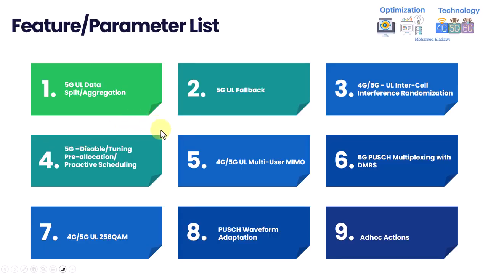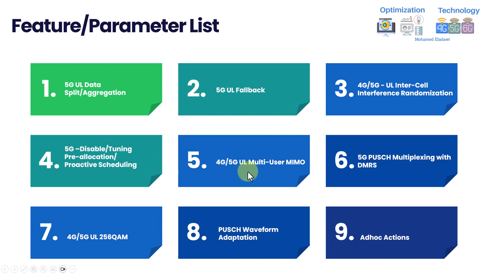Initially, this is the context of today. We're going to explain uplink data aggregation and uplink fallback. This is mainly concerning 5G non-standalone. Then one feature is called uplink intercell interference randomization, and also we'll be going through proactive scheduling or pre-allocation for 5G, like what kind of improvement we can make by tuning or disabling this feature in the uplink, and we'll also deep dive into the details of this particular feature.